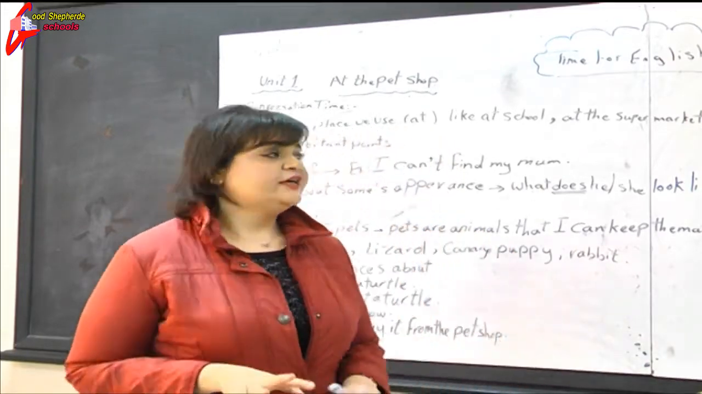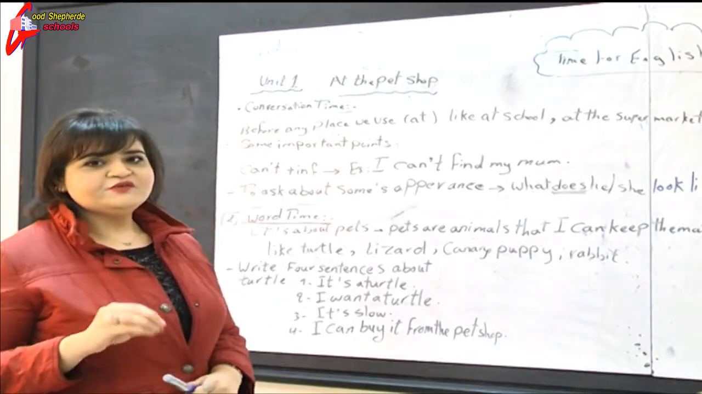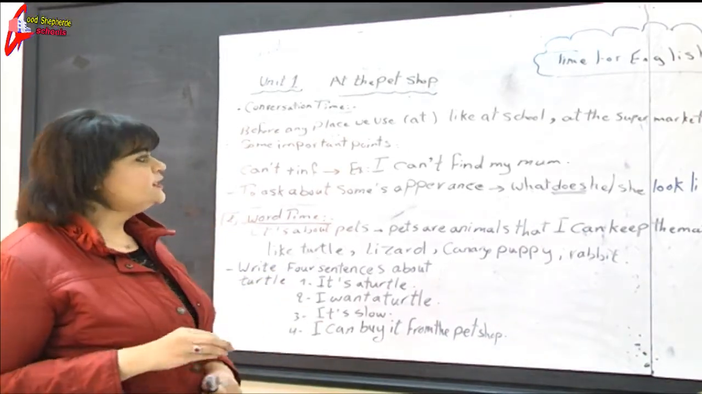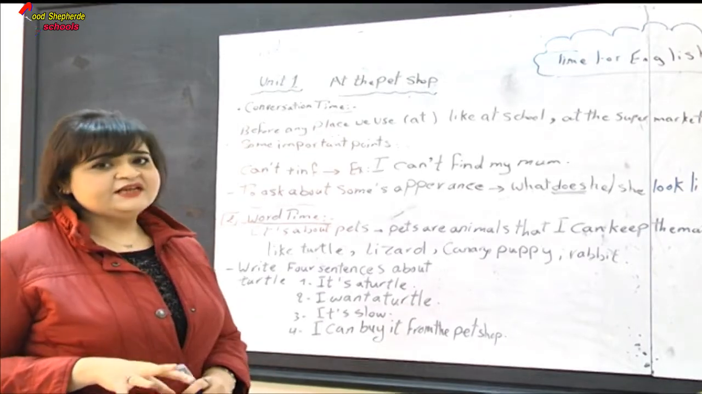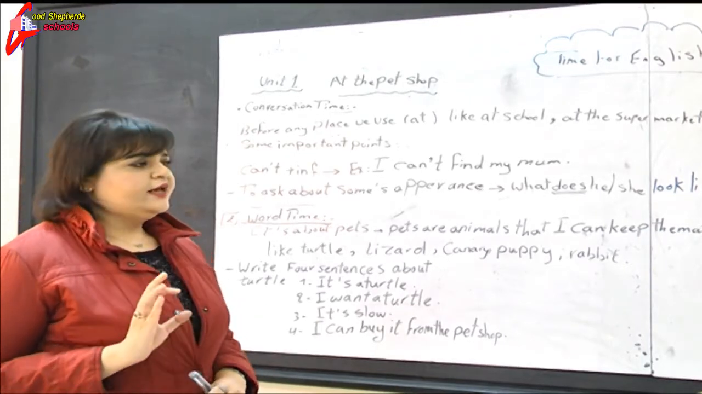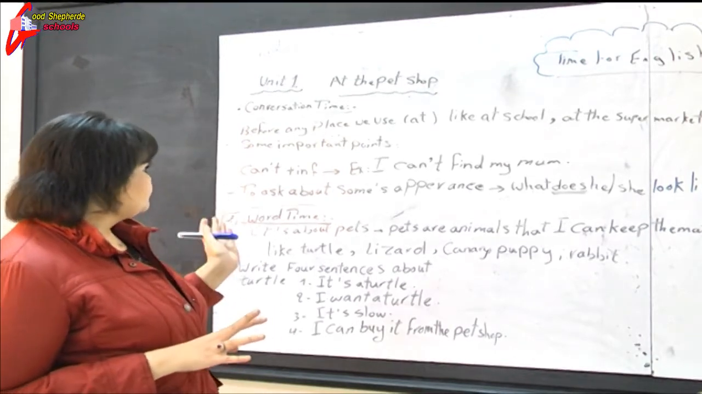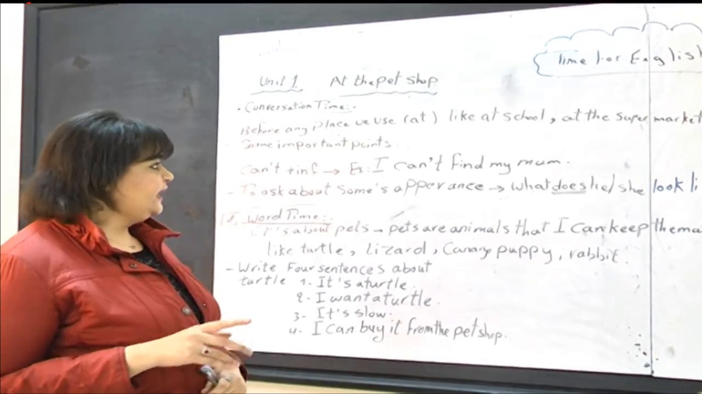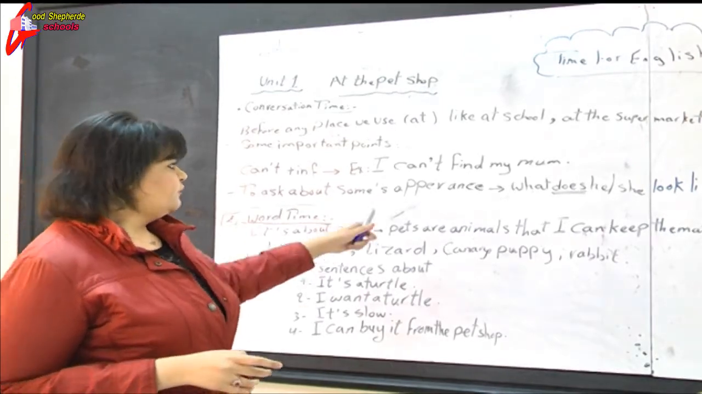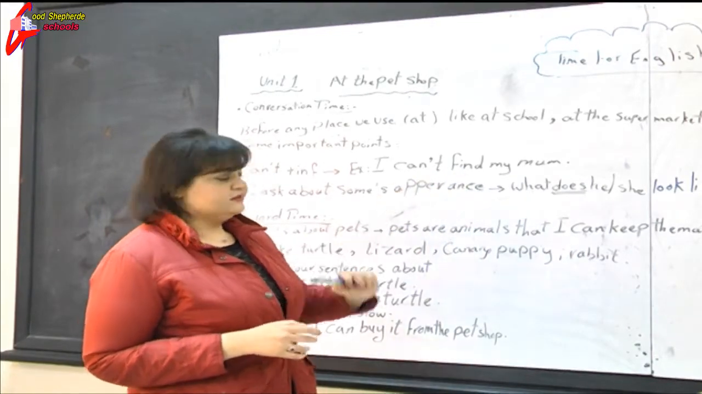Let's start with Time for English, conversation time. Before any place we use "at", like at the school, at the supermarket. Let's take some important points about Unit 1. The first point is can't plus infinitive, like "I can't find my mom." So we put the verb in infinitive after can't.